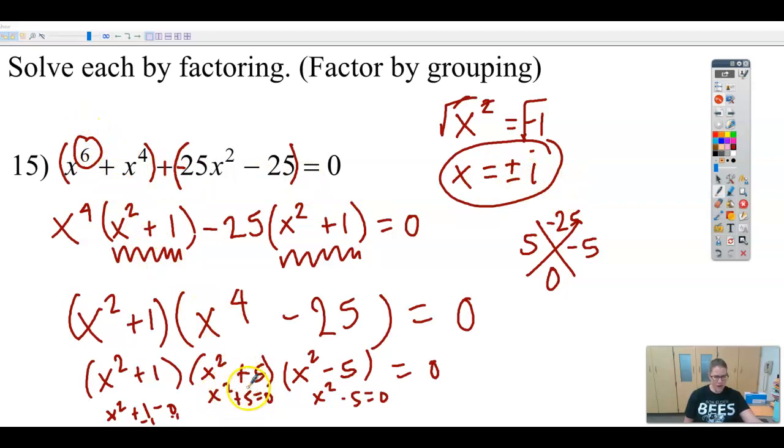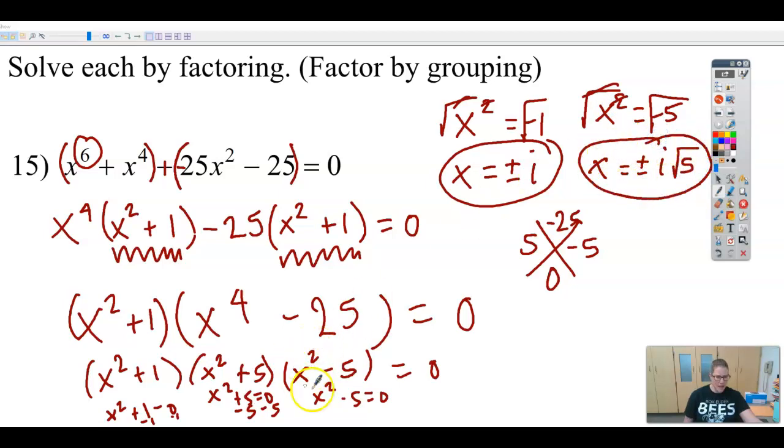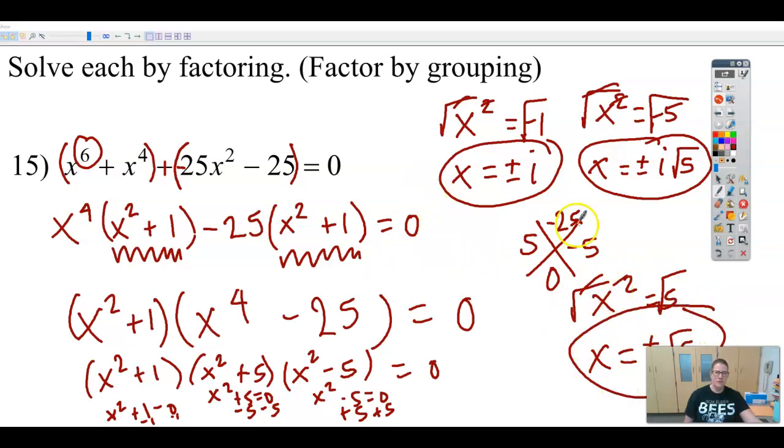So from our next one over here, x squared plus 5, I'm going to subtract 5 from both sides, and that's going to give me x squared equals -5. Again, if I take the square root of a negative, that is imaginary, so plus or minus i times the square root of 5 are my other 2 solutions. And then lastly, from x squared minus 5, I would add 5 to both sides, which gives me x squared equals 5. Take the square root of both sides, and x equals plus or minus square root 5. So those are our 6 solutions, okay? So let's try another one.